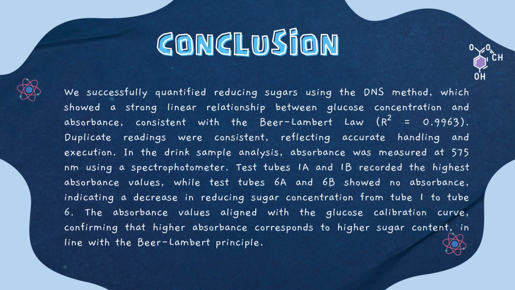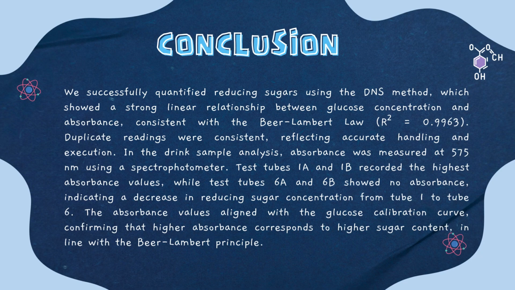In the twin sample analysis, absorbance was measured at 575 nanometer using a spectrophotometer. Test tube 1A and 1B recorded the highest absorbance value, while test tube 6A and 6B show no absorbance, indicating a decrease in reducing sugar concentration from tube 1 to tube 6. The absorbance value aligned with the glucose calibration curve, confirming that higher absorbance corresponds to higher sugar content in line with the Beer-Lambert principle.